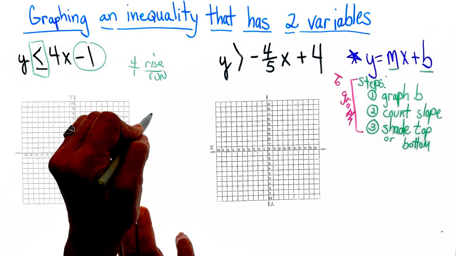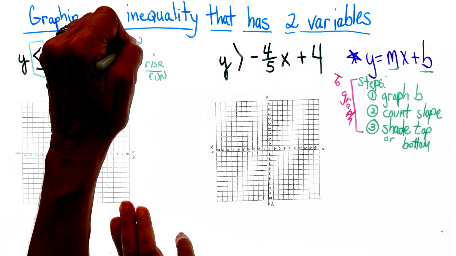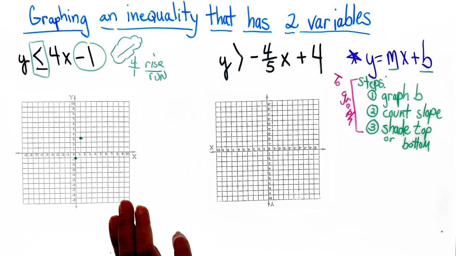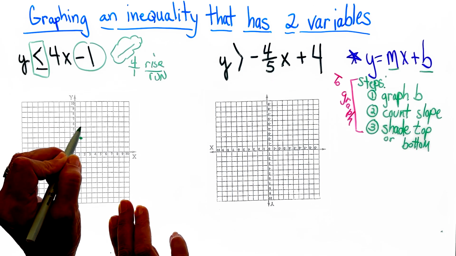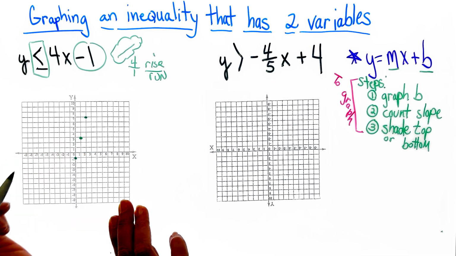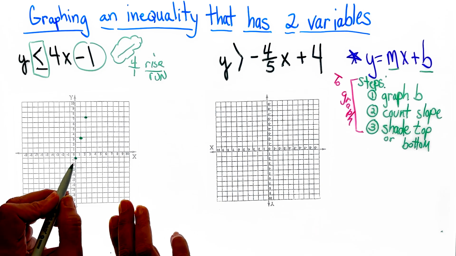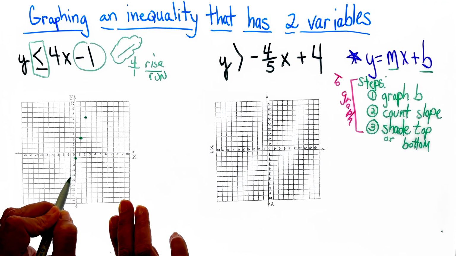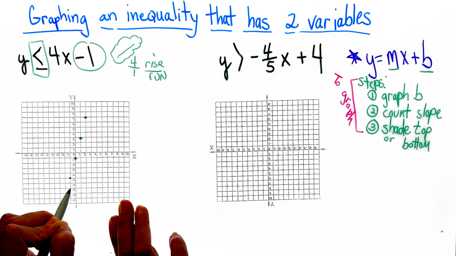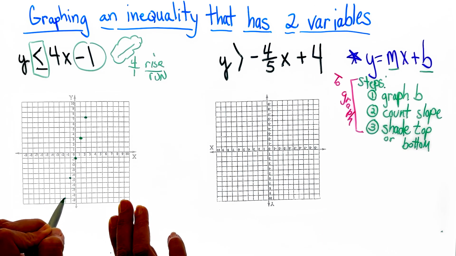When we're done, we should have a line. This is me thinking about it. My line should be going uphill from left to right. I'm going to go ahead and do another one: 1, 2, 3, 4 over 1. And then I like to put a few points below it, again counting 4 over 1.